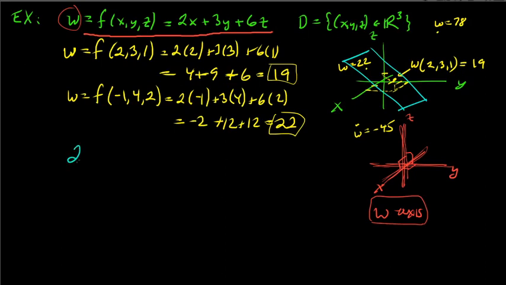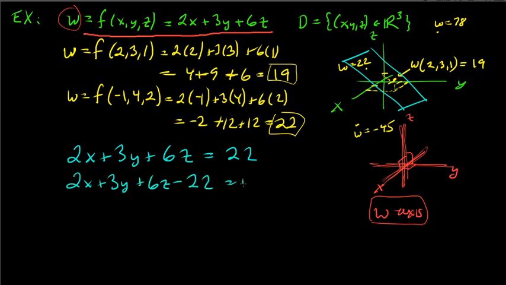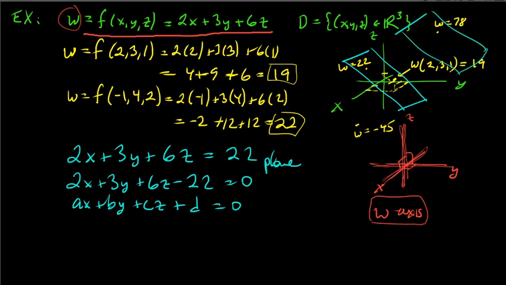How do I know that? Well, if I set this equal to 22, notice what I get. I get the equation of a plane. In standard form, we might want to subtract 22 from both sides to make it equal to 0. But this is the equation of a plane, ax plus by plus cz plus d equals 0. And that's only when w is 22. If w is 78, you'll get a different plane. You'll get a parallel plane, but it'll be a different plane.